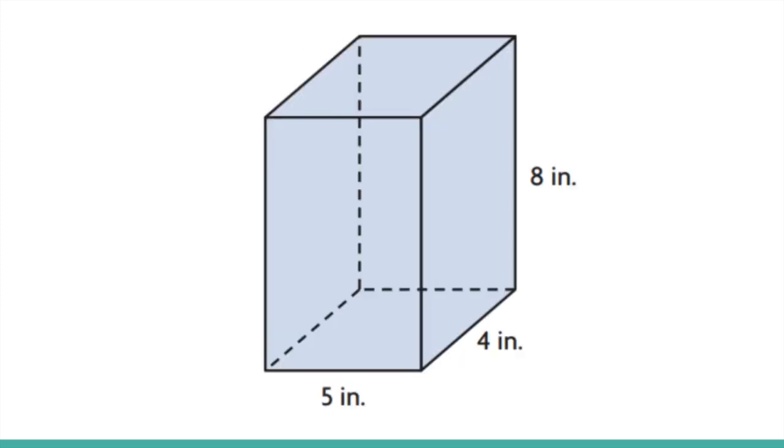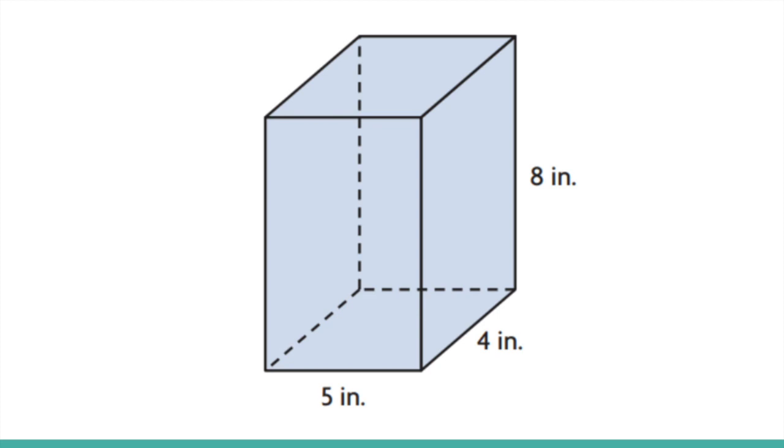Dimensions are the measurements, the length or the width or the height, the dimensions that make up the shape. So what are the dimensions of the base of this rectangular prism? Right, 5 inches and 4 inches. So what is the area of the base of this rectangular prism? Right, 20 square inches. So before we move on with finding the volume of this figure, let's go back to what I said about filling a shape with cubes.